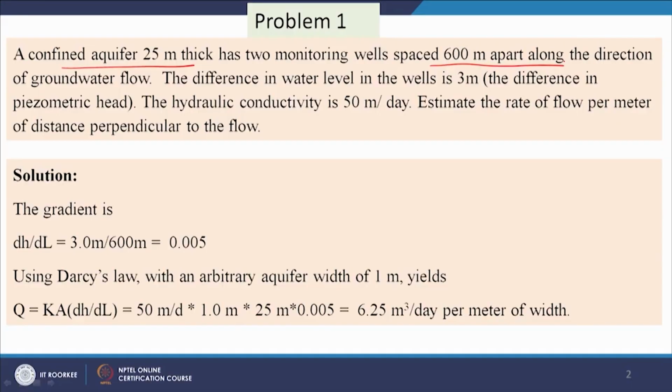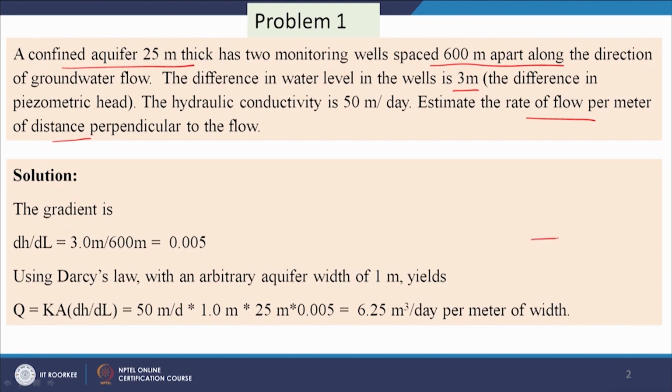Our first problem statement is: a confined aquifer 25 meter thick has 2 monitoring wells spaced 600 meter apart along the direction of groundwater flow. The difference in water level in the wells, the difference in piezometric head, is 3 meter, and the hydraulic conductivity is 50 meter per day. Estimate the rate of flow per meter of distance perpendicular to the flow.